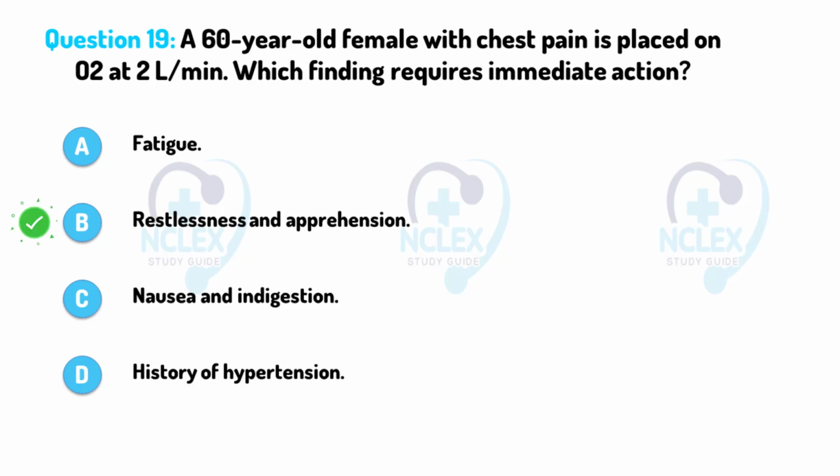Correct answer. B. Restlessness and apprehension. Explanation. Restlessness and apprehension are signs of hypoxia, which requires immediate intervention to ensure adequate oxygenation.